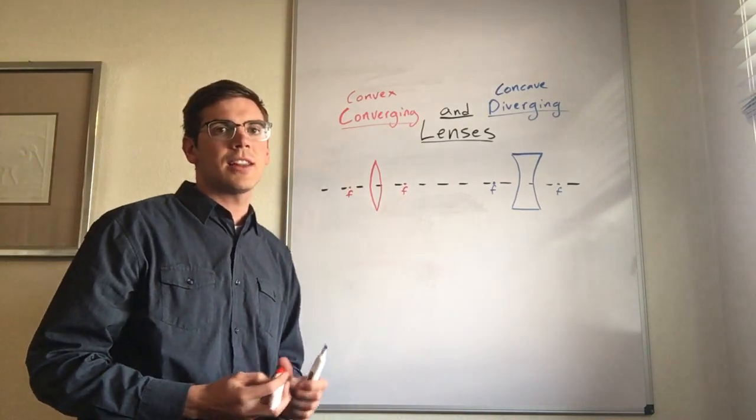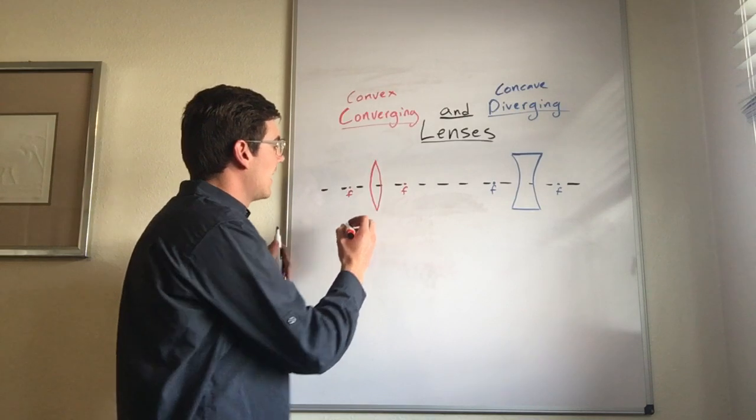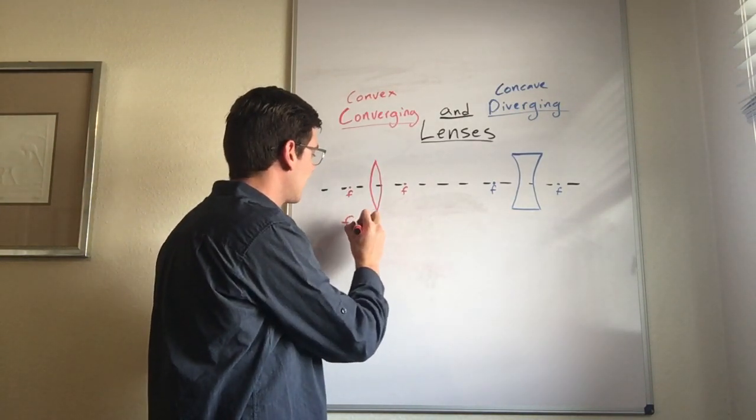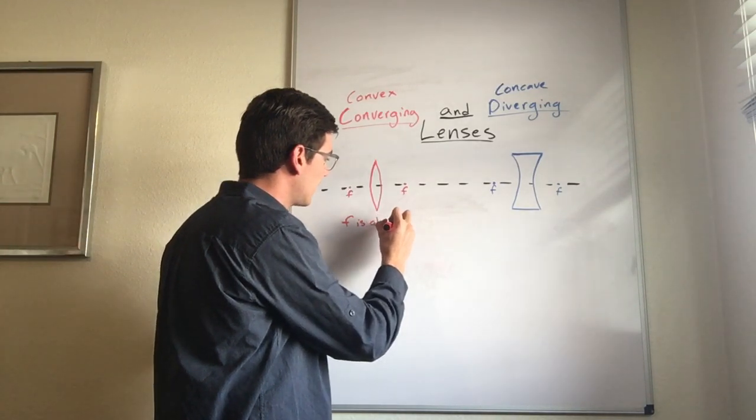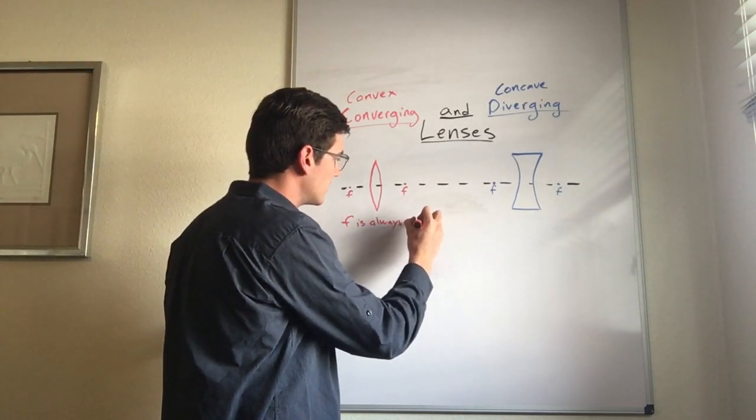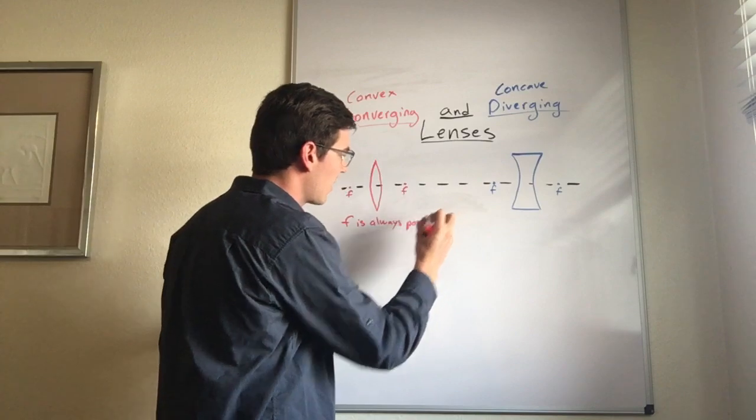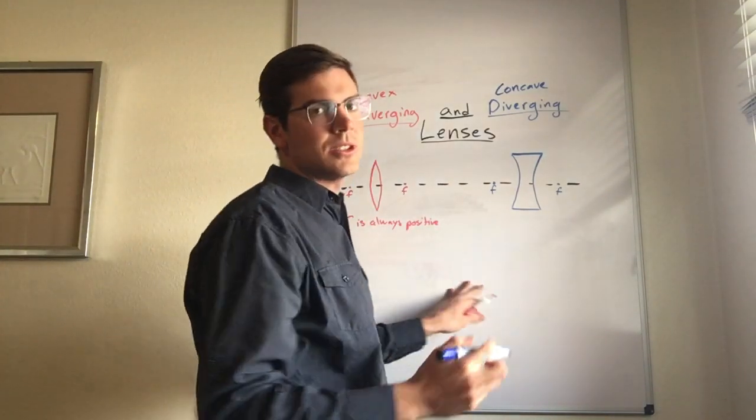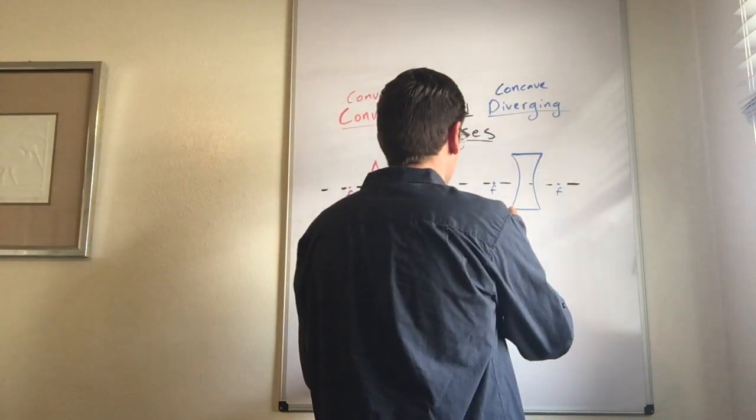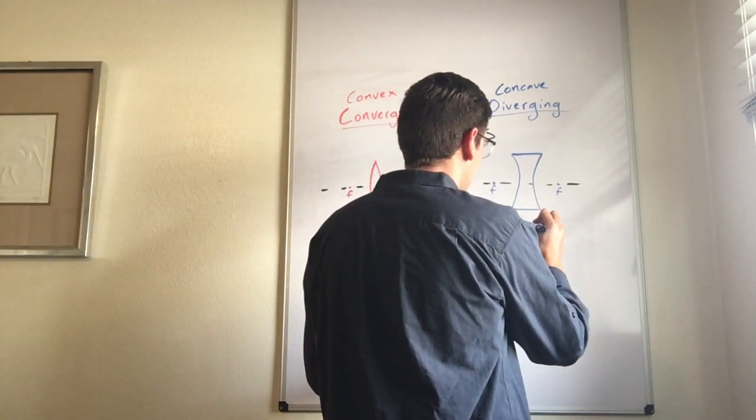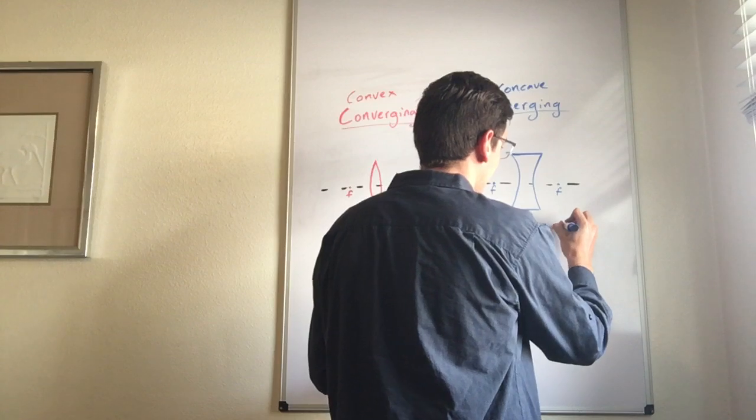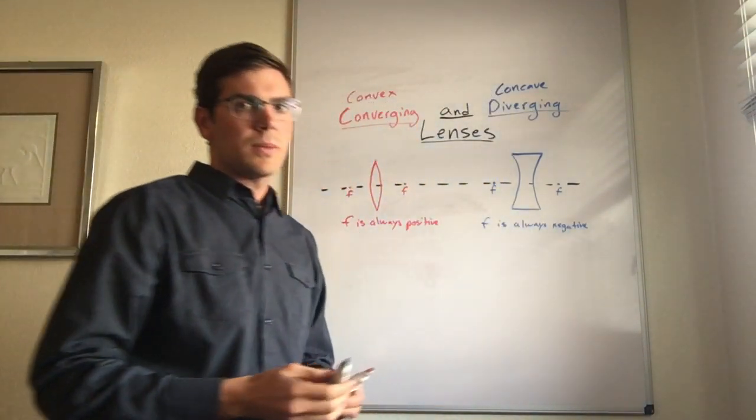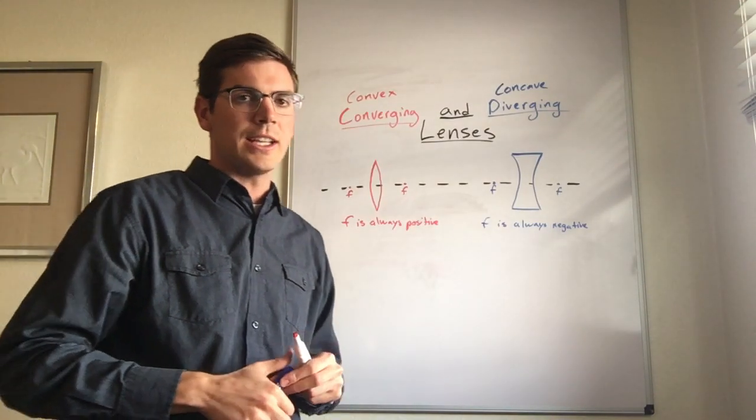However, when you're doing calculations for a convex lens, you're going to always use a positive focal length. So F is always positive. And then for diverging or concave lenses, you're going to always use a negative focal length. So F is always negative. So if you can just remember this, it'll make your calculations very easy.